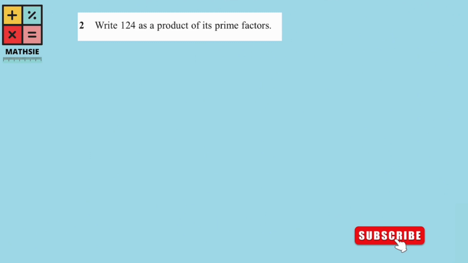Okay, now that was question 1. Let's take a look at question 2, which is to write 124 as a product of its prime factors. Again, this is a 2-mark question, and all we need to do here is to start by asking ourselves, first of all, is that an even number? As soon as we see an even number, we definitely know it's divisible by 2.